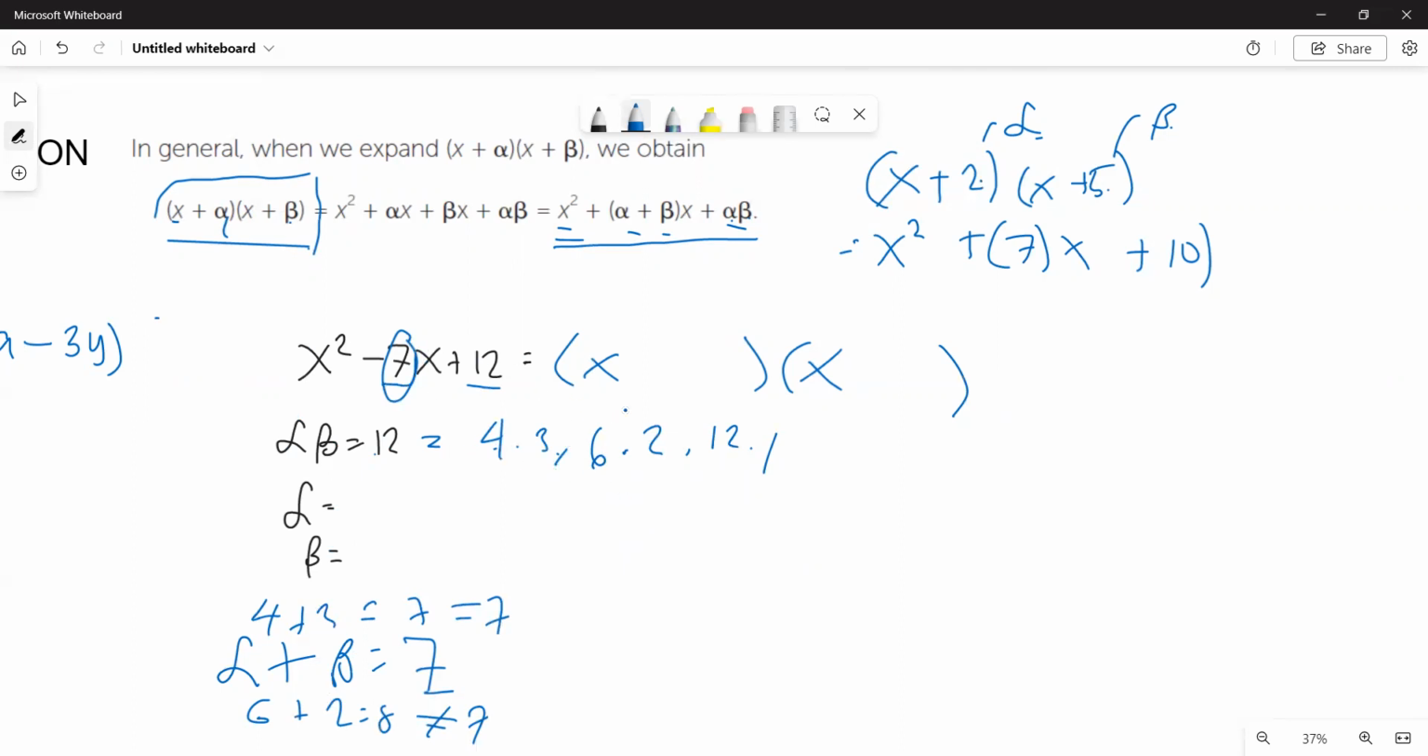In other words, we use plus here. So for example, you have now alpha and beta. The correct alpha and beta are this one: alpha is 4 and beta is 3, because when you add 4 and 3, it will give you 7. So this is (x plus 4) and then (x plus 3).